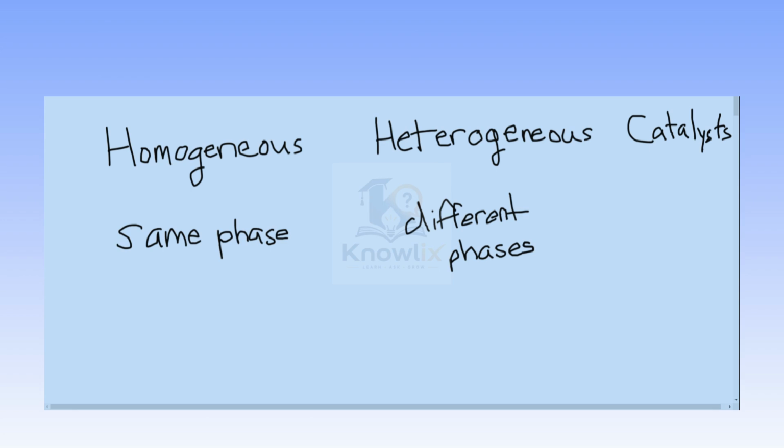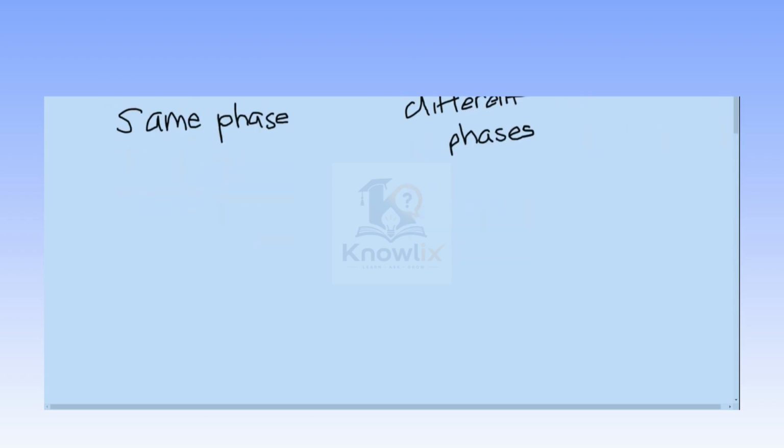So what kind of processes are heterogeneous catalysts used for? Well, one is making ammonia. So ammonia is a very useful industrial chemical, and it is difficult to make. Nitrogen and hydrogen don't really like to react. The reaction is very slow to make ammonia.